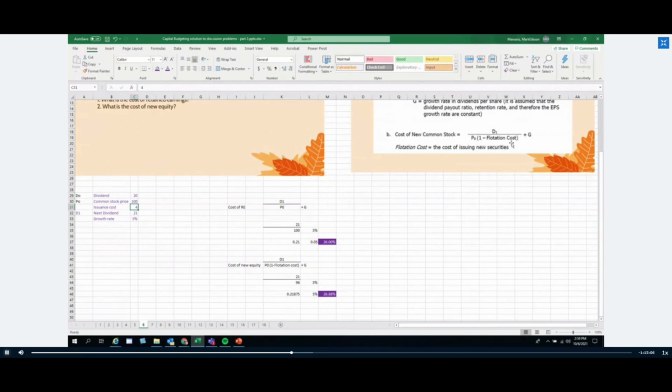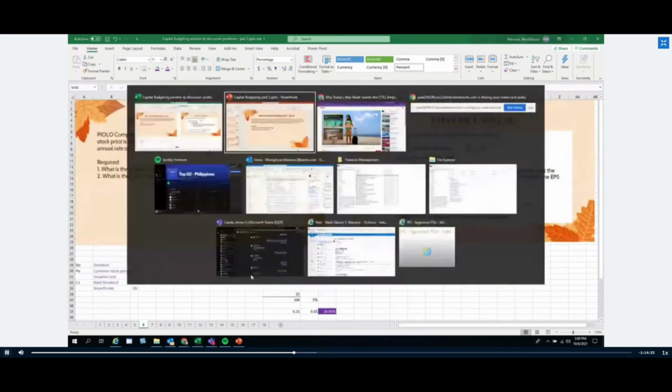We only use this if it's in percentage terms. In this case, binigay sa atin yung absolute peso amount, so we don't need to use this. Instead, 100 less 4, so that's 96. 21 divided by 96, so that's 0.21875 plus 5%. So the cost of new equity is 26.88%. Okay, so that's problem number 6.